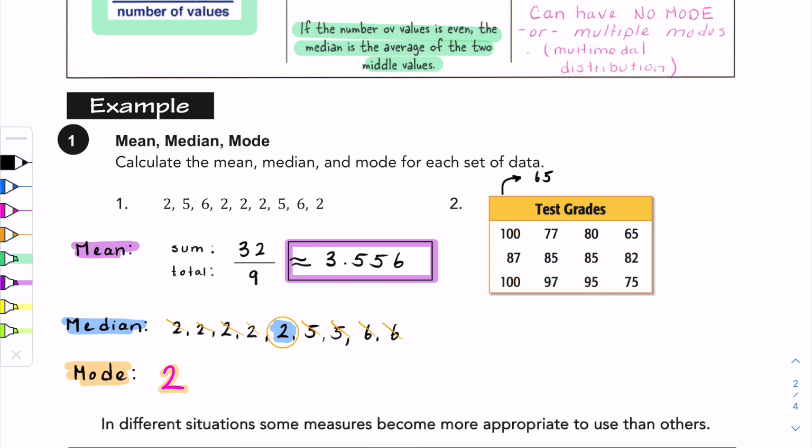So I have 65, 75, 77, 80, 82, 85, 85 again, 87, 95, 97, 100, and 100 again.